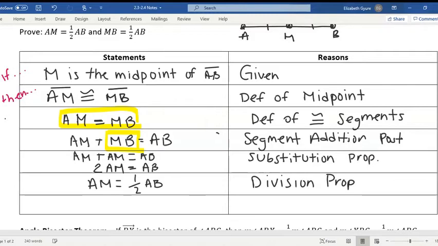So now I have part of my proof. The only part we're missing is this. Now again, remember, those measures are equivalent. So I can technically now say the same thing about the measure of MB, because it's equivalent to AM. So if I can say it about AM, I can also say it about the measure of MB because they are equivalent values. So that's also technically substitution. So that is proving our midpoint theorem.